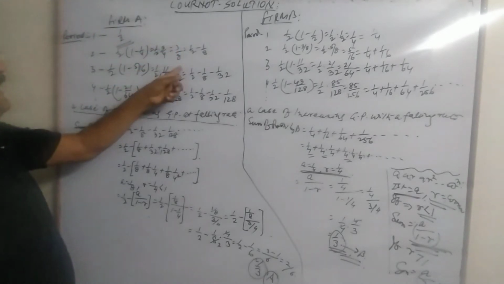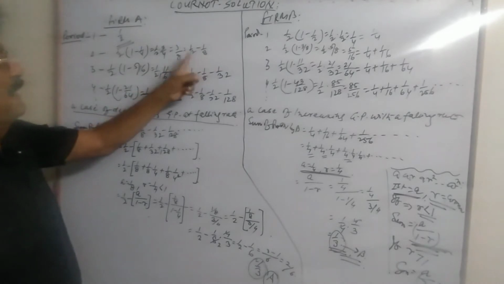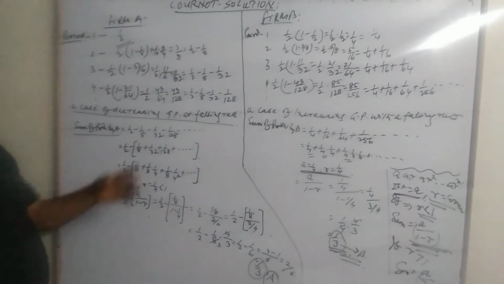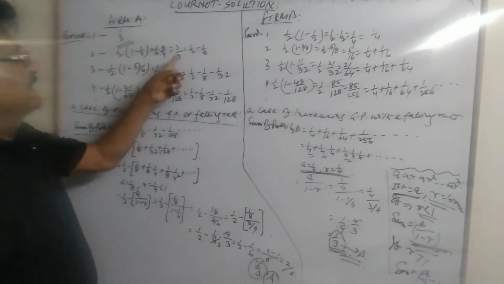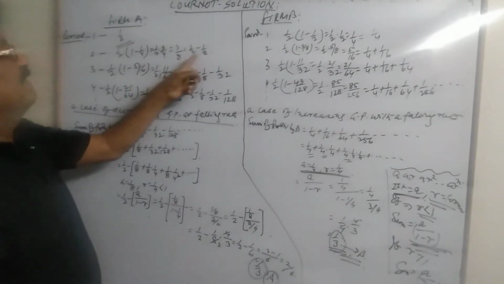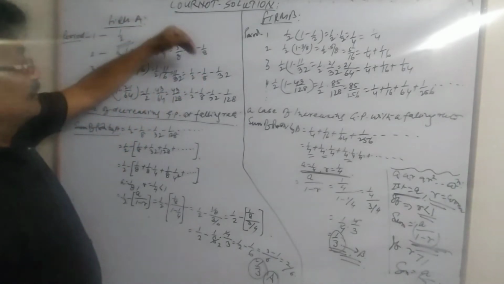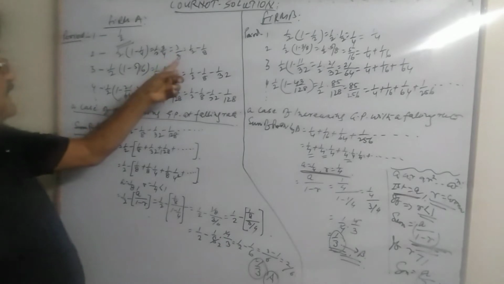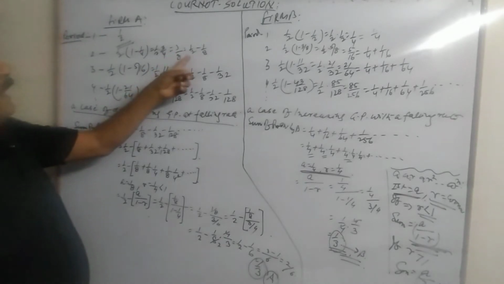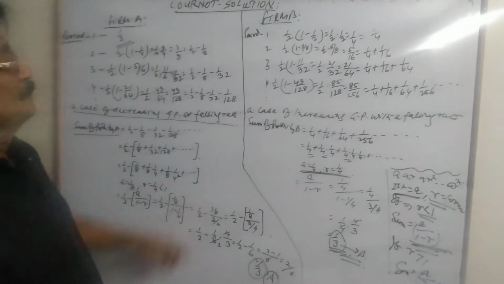Now this 3 by 8 could be written as half minus 1 by 8. You will check it on your own. This 3 by 8 could be written as half minus 1 by 8, because from this we shall be making a GP. So this 3 by 8 has to be written as half into 1 minus 1 by 8.